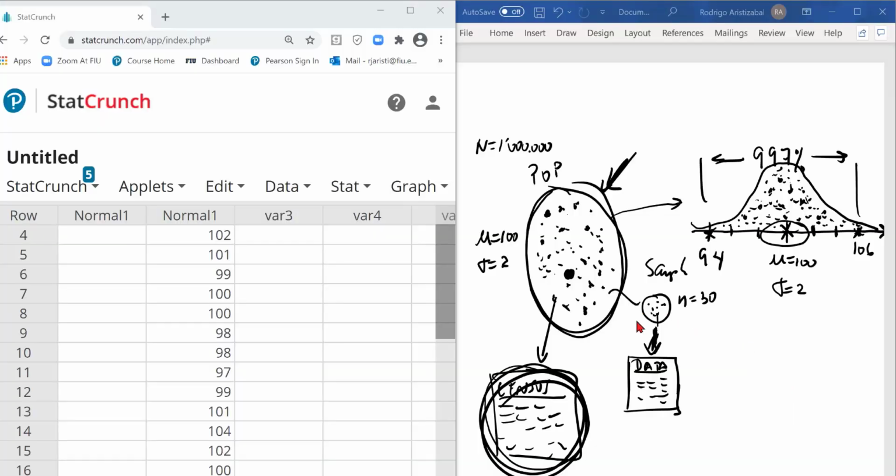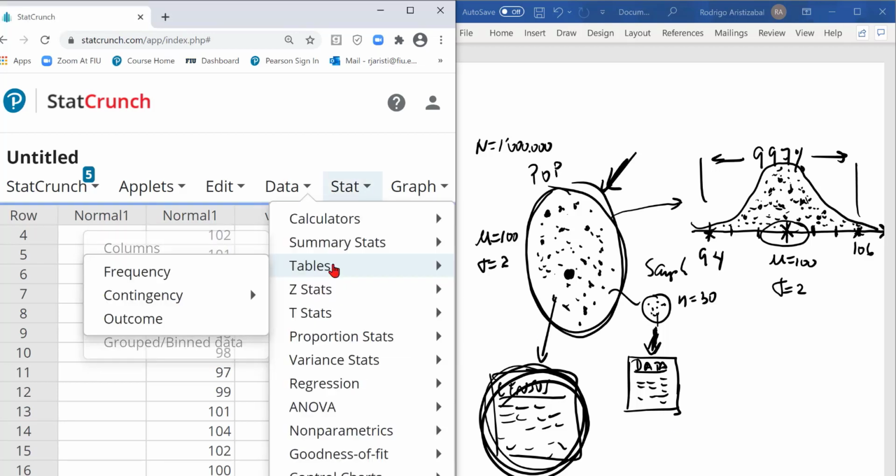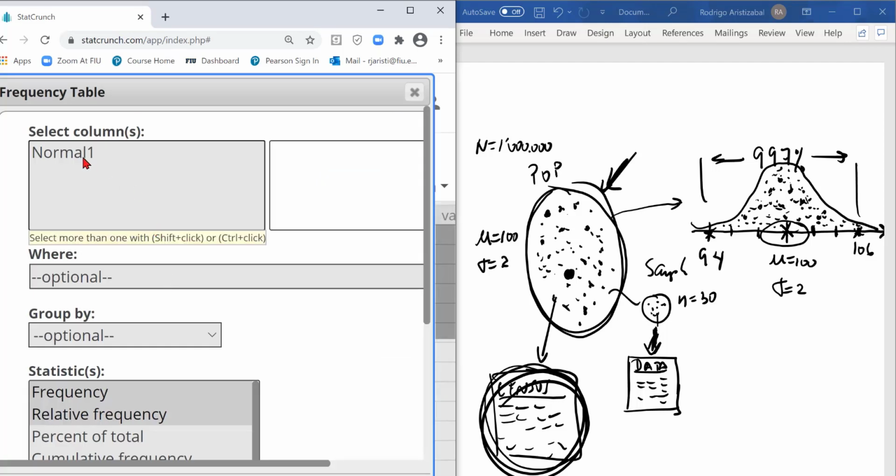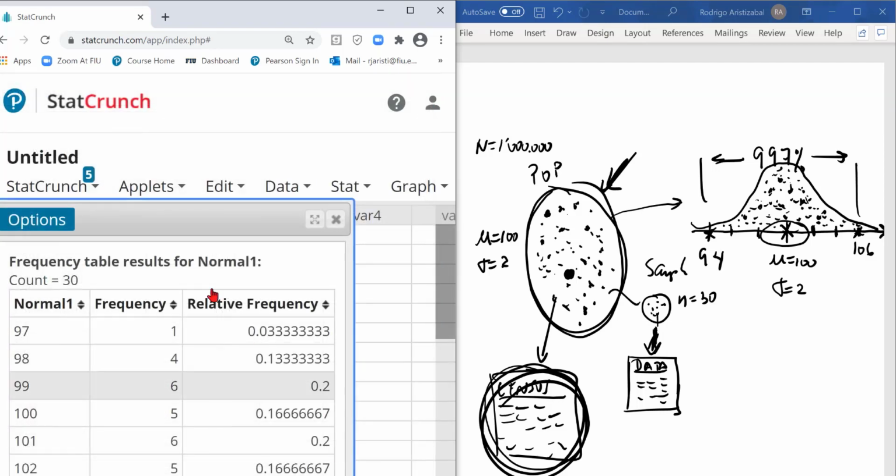Once you have collected your sample from the population and obtained your data, that is, the measurement for each member of the sample, then we can organize, summarize, analyze, and draw conclusions about the population using this sample. We can organize the data using a frequency table: we go to Stat, Table, Frequency. My data is located in this column, Compute, and we have our frequency table. Then we have one item 97, 4 items 98, 6 items 99, and so on. That is the frequency table.